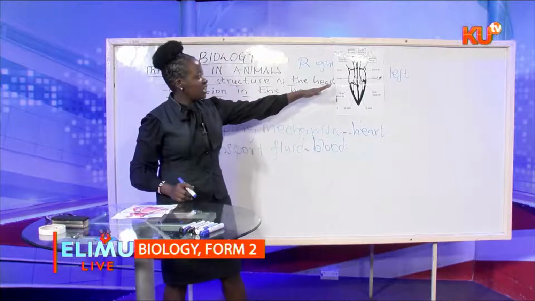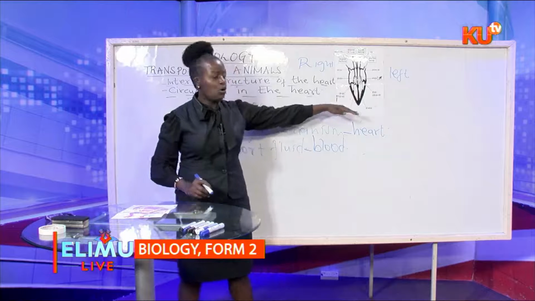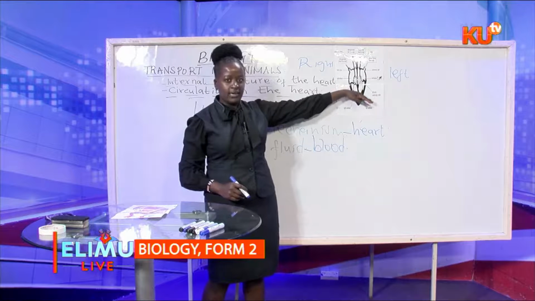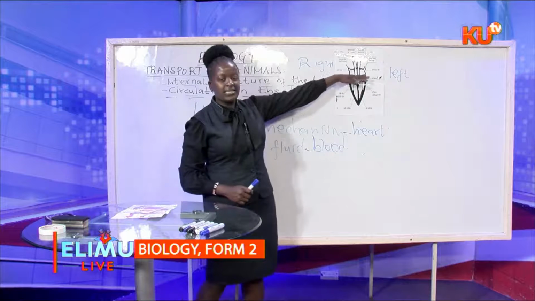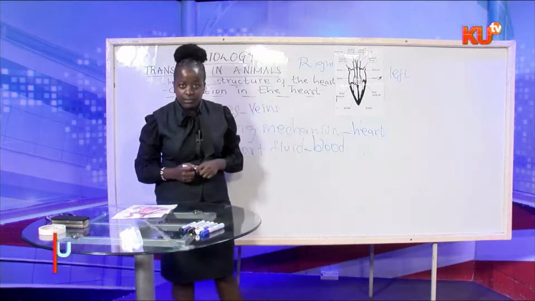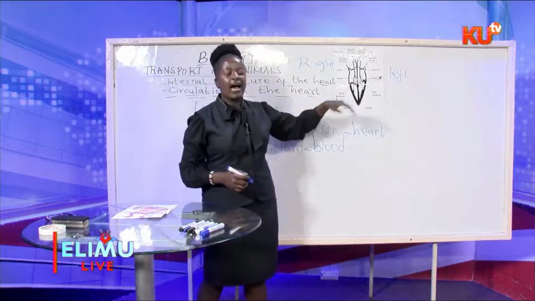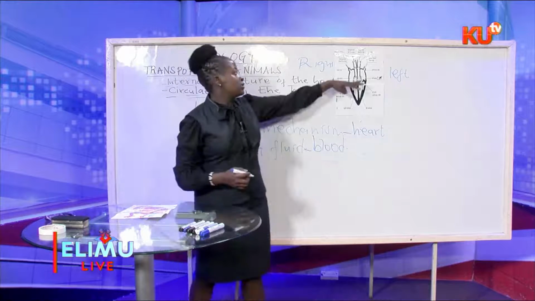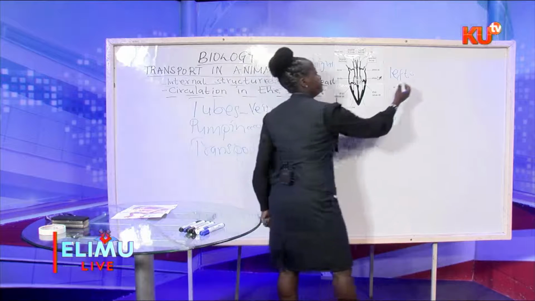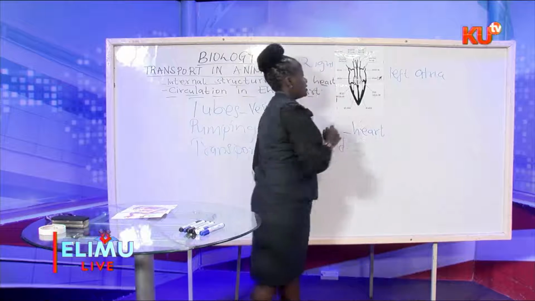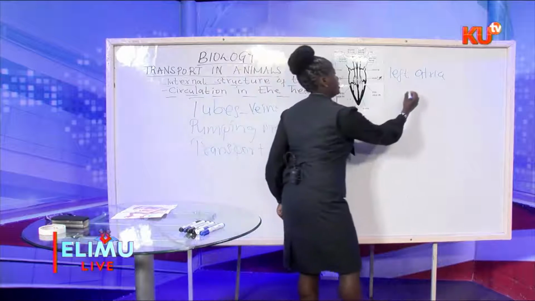So these chambers, we have 2 on the upper side and we have 2 on the lower side. The ones on the upper side are called atria or auricles, and the ones on the lower side are called ventricles. So these are atria, and these are ventricles.